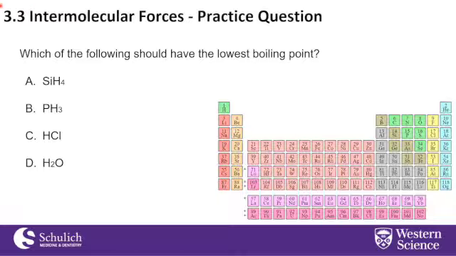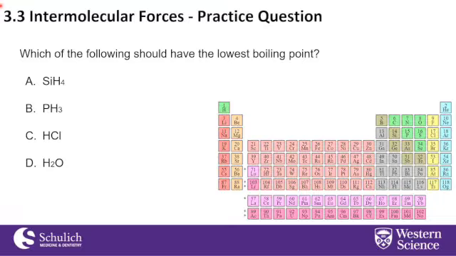So if we think back to the last slide, we know that the weakest of the three intermolecular forces is dispersion forces, and these are present in all molecules, but they are the only force present in a non-polar compound. Then dipole-dipole interactions are stronger and are present between two polar compounds, but hydrogen bonding is the strongest intermolecular force and is present between polar compounds where hydrogen can covalently bond to an electronegative atom.